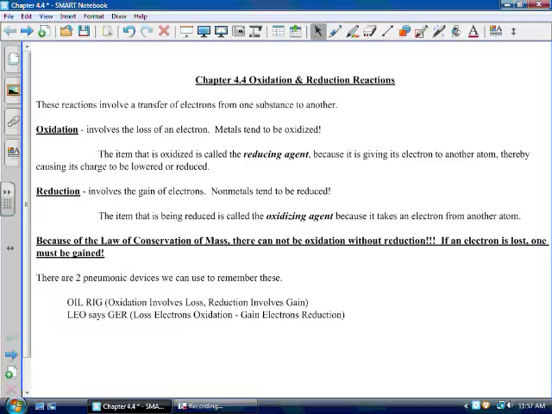Now, two little mnemonic devices that we use to remember these things. The first one is OIL RIG. The expression OIL RIG stands for oxidation involves loss, reduction involves gain. And then the second one is LEO says GER, meaning Leo the lion, like the Leo symbol. And that stands for loss of electrons, oxidation, gain electrons, reduction. Either one of these are ones that I've given students in the past and seem to be the most helpful. If you can think of one yourself, obviously you may feel free to do so.